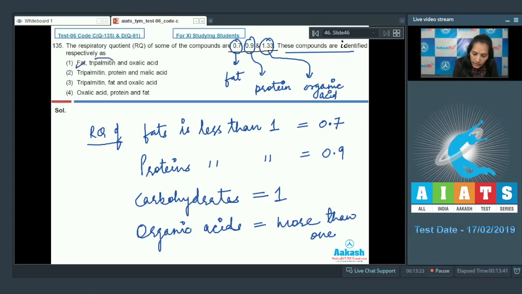Fat, okay. Tripalmitin again is a fat, so this option is ruled out. Tripalmitin is a fat, protein, and malic acid is an organic acid. This can be a correct option. Tripalmitin, fat, again fat, this option is ruled out. Fourth, oxalic acid is an organic acid. This option is also ruled out. So the correct option for the given question is option number 2.